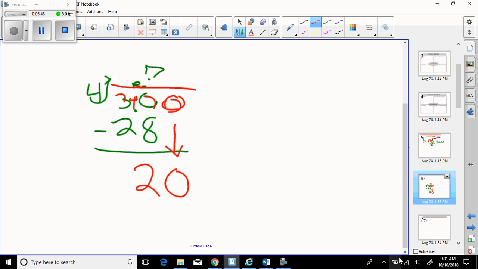Can you reach it? Here, do you want me to get it for you? All right. And then we multiply 4 times 5, and we get 20. So we put the 20 here, and we subtract. We have a 0. And we're done.